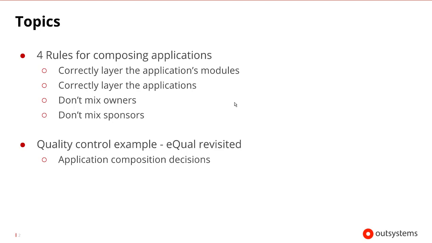In this session, we'll discuss the 4 rules, which include correctly layering an application's modules, correctly layering the applications themselves, and then not mixing owners and not mixing sponsors. Now, we'll try to understand these rules a little bit better by looking at a quality control example, which we've seen in other types of architecture sessions. And we'll use this sample to look at the application composition decisions that could be made. So let's get started.